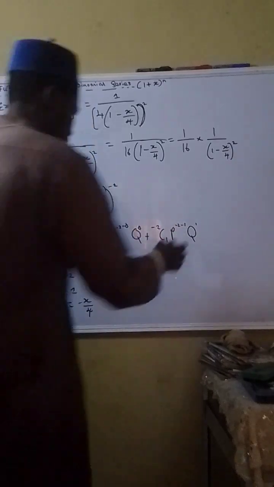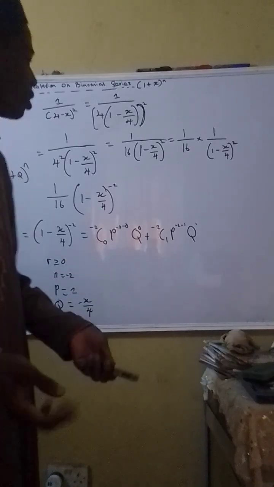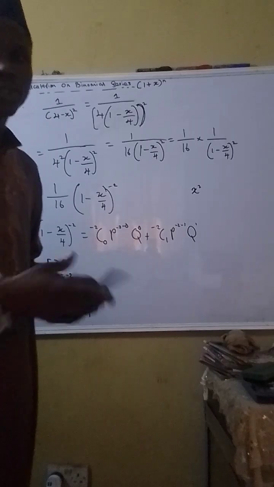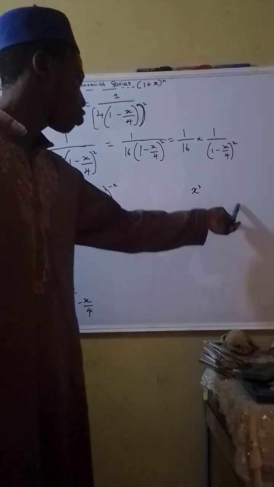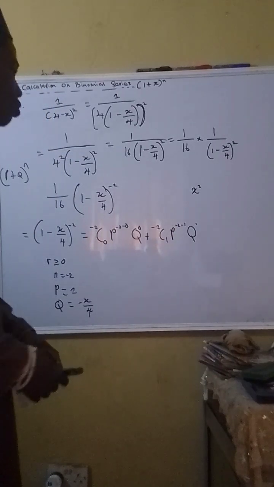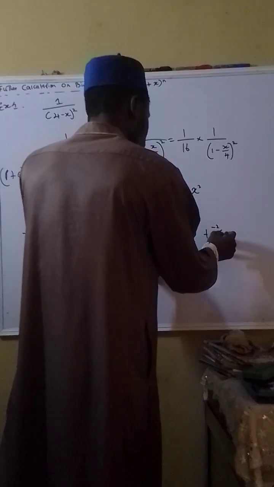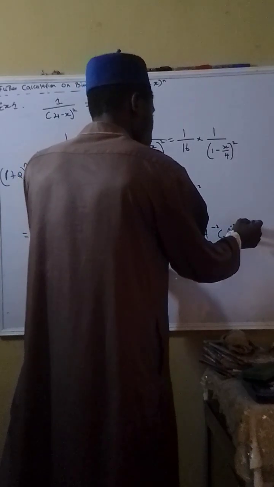Are you with me? Now, if I were you, you should know that the term at which you have x raised to power 3 would surely be the fourth term, because this will give us 1, this will give us x, the next one will give us x squared, the third one will give us x cubed. Are you with me? Which means we've gotten to whatever I want to do. So from this point now, this would be plus negative 2 combination 2, p raised to power negative 2 minus 2, q raised to power 2.